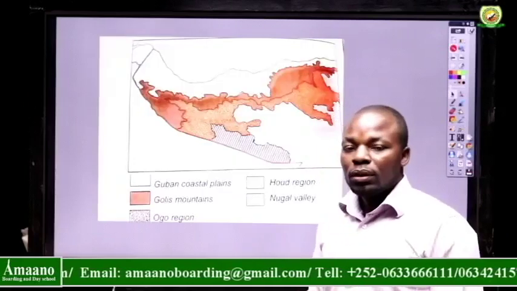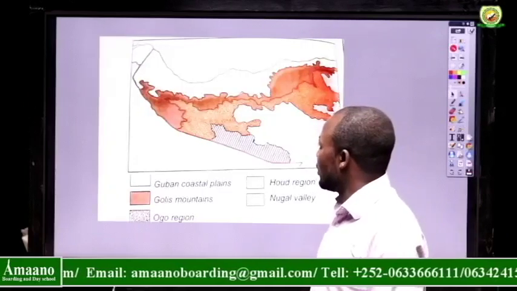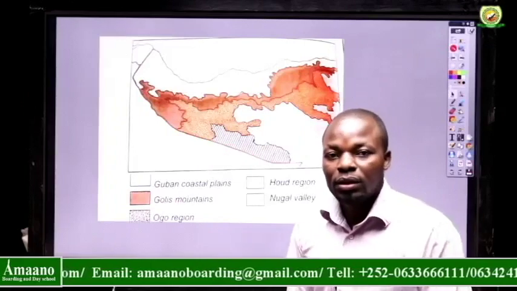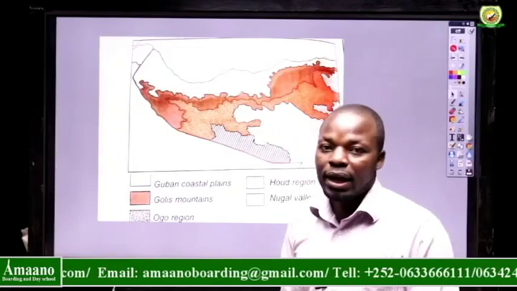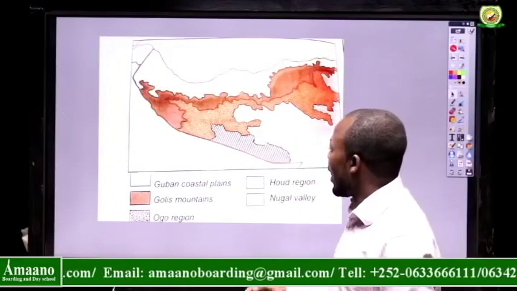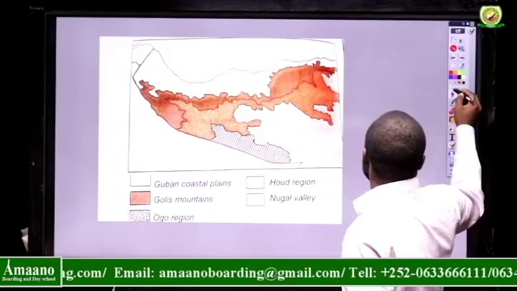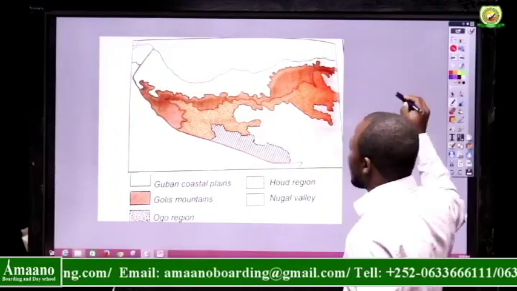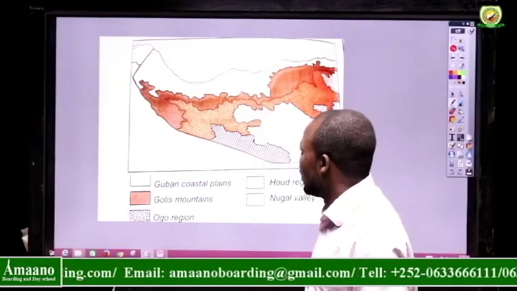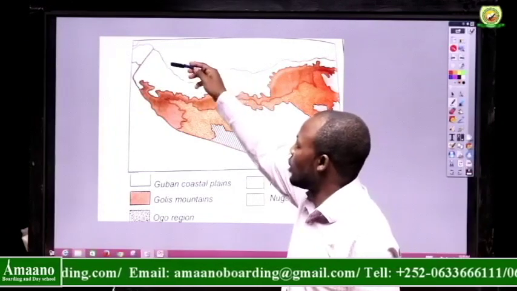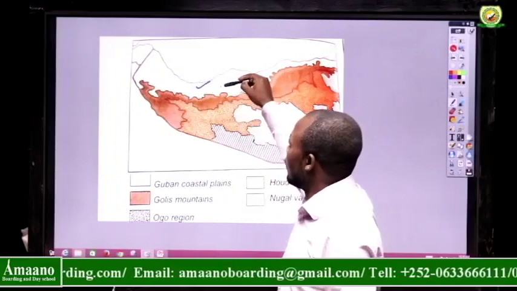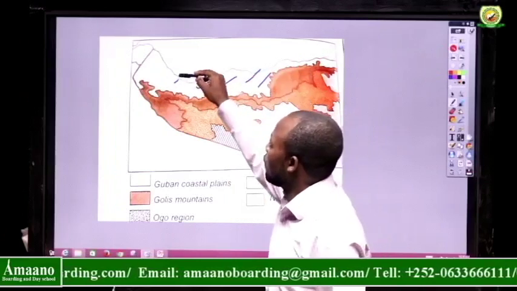Here the map shows Somaliland. This is the map of Somaliland. We all should be in a position to recognize that this is the map of Somaliland, and on this map we are able to see some of these regions, starting with the Guban. Guban region is near the Gulf of Aden.